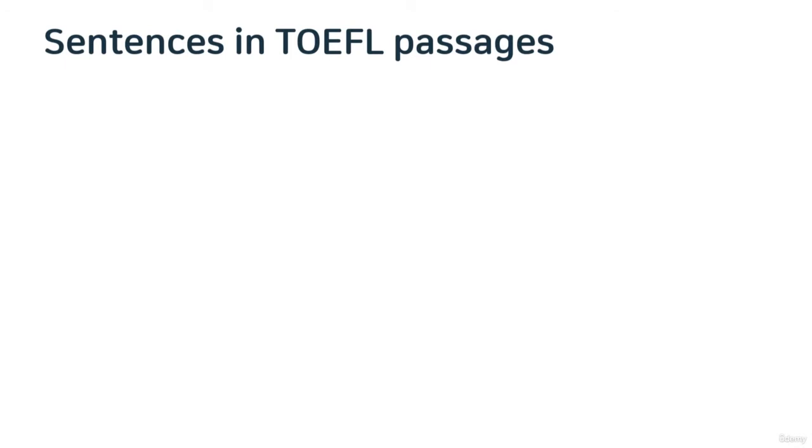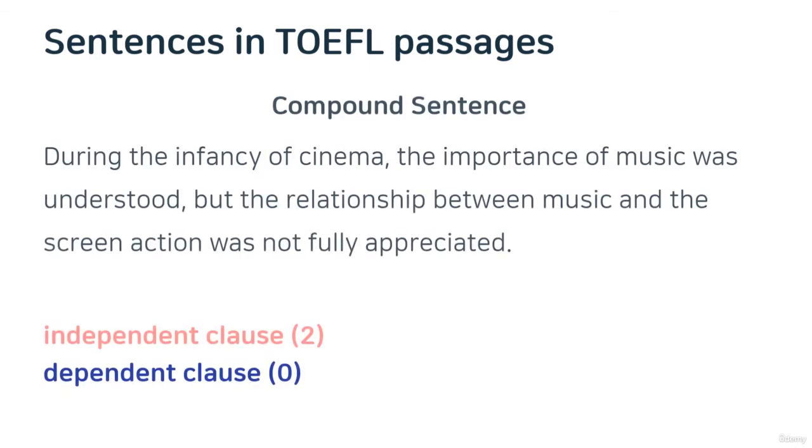Okay, so let's now take a look at some example sentences which can be seen in TOEFL passages. And as we go through the sentences, we will dissect the sentences and look at different types of clauses and phrases in each sentence. During the infancy of cinema, the importance of music was understood, but the relationship between music and the screen action was not fully appreciated. Now, this sentence is just a compound sentence.